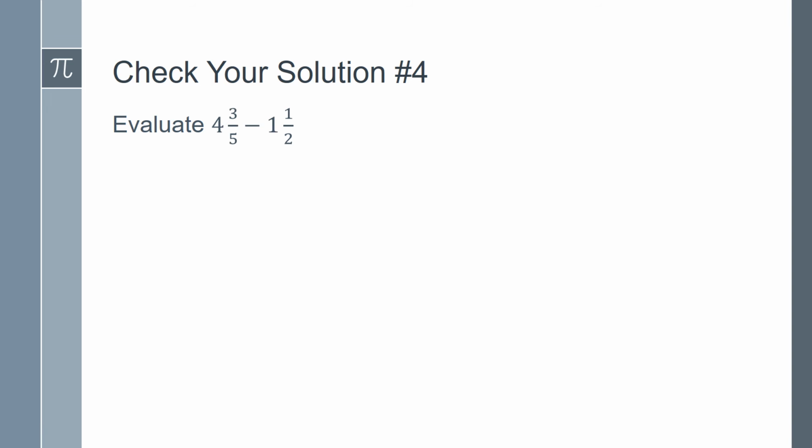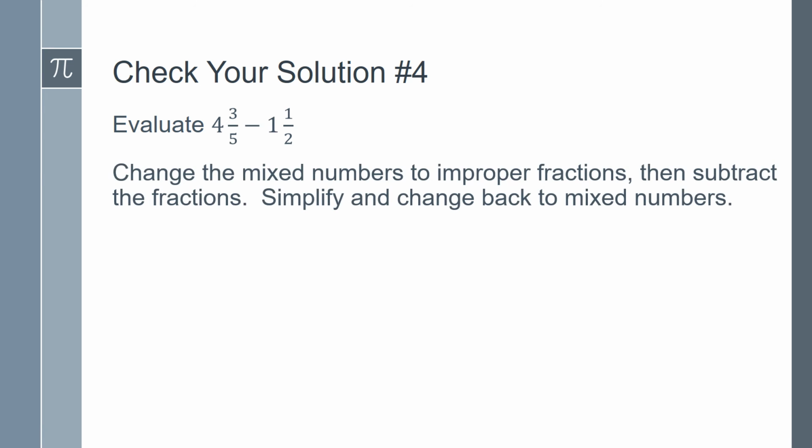We once again have two mixed numbers, so the first thing that we need to do is change them into improper fractions. Then we can subtract these fractions, simplify, and change back to mixed numbers. 4 3/5 can be turned into the improper fraction 23/5, while 1 1/2 can become the improper fraction 3/2. The least common denominator of fifths and halves is tenths.